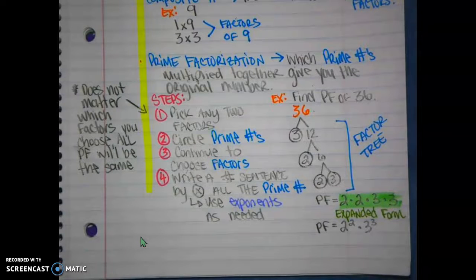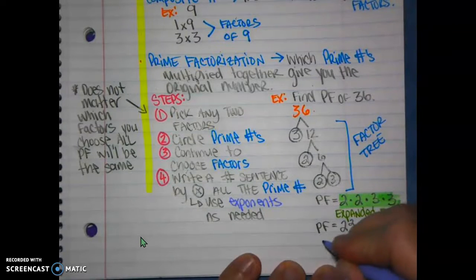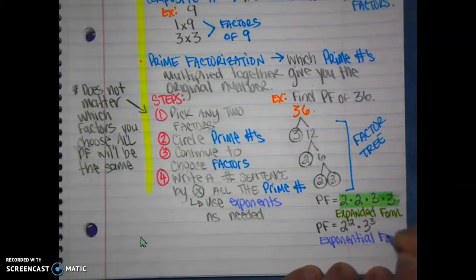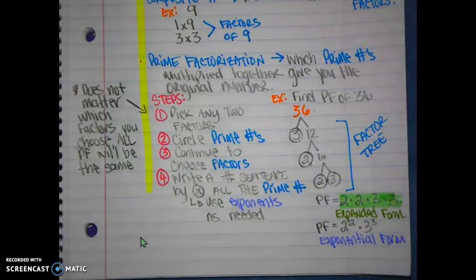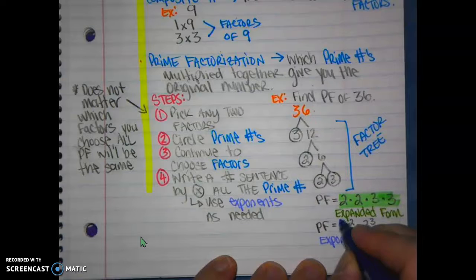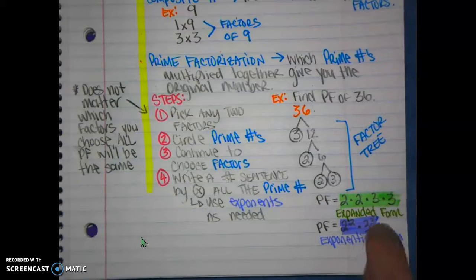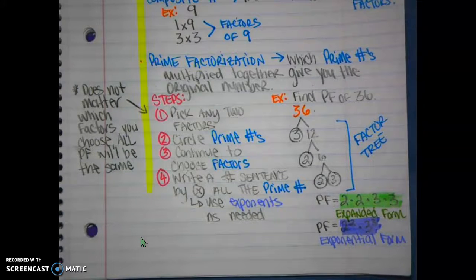This is what's called exponential form. I'm going to try to highlight it purple. Hopefully it's not too dark. It's kind of dark, but you can kind of see it. It's 2 to the second power times 3 to the second power, and that's what's called exponential form.